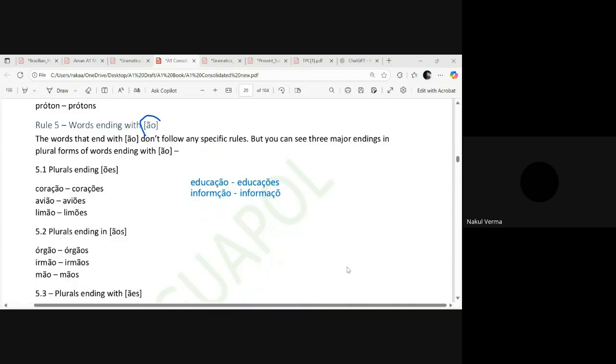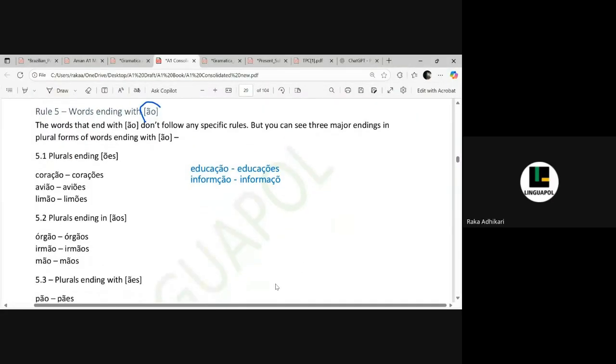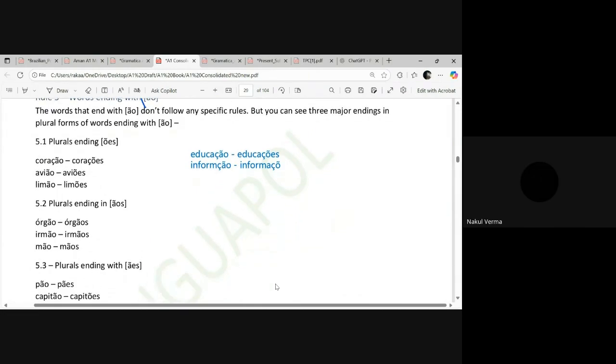Is it different from 5.2 and 5.6? Yes, they are different. They both have the ow ending, right? That is the whole point. See, there is no difference.